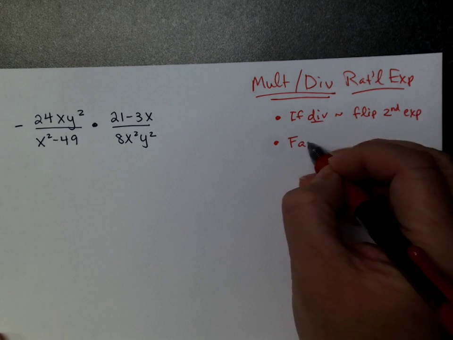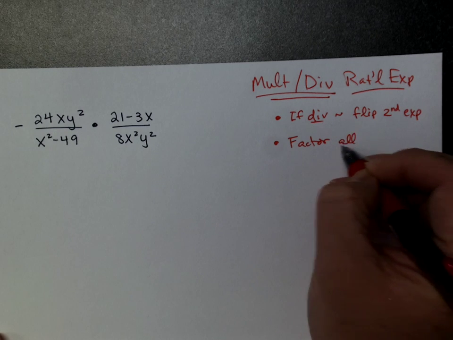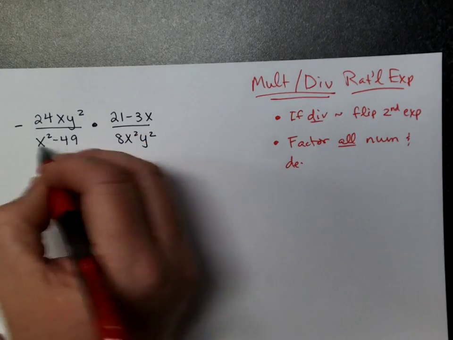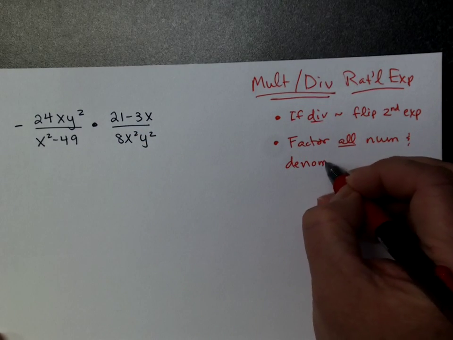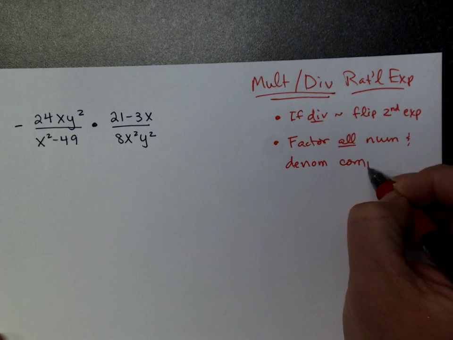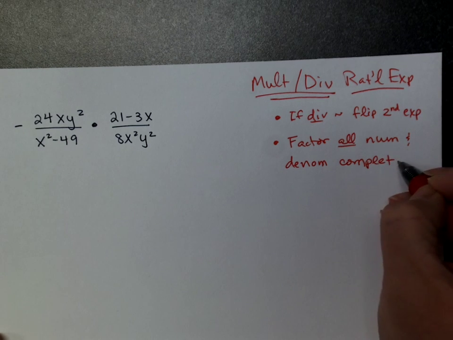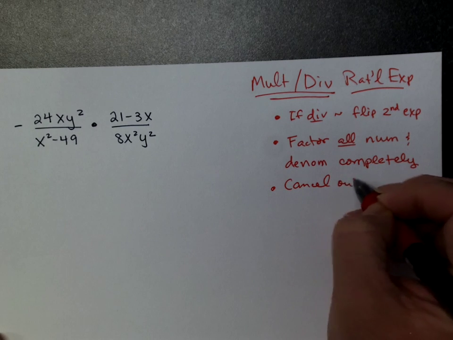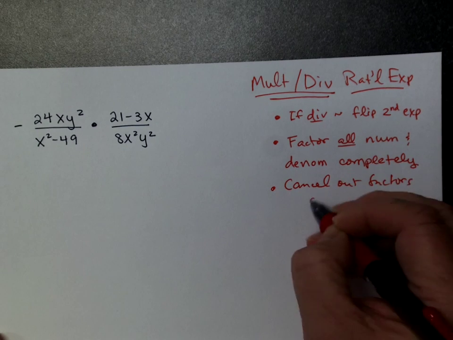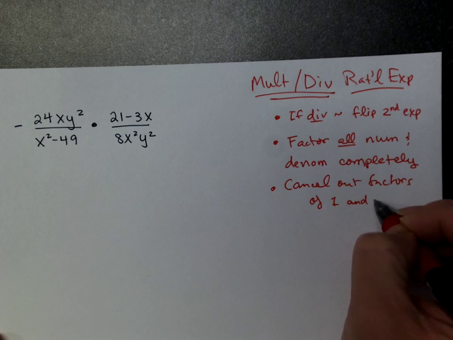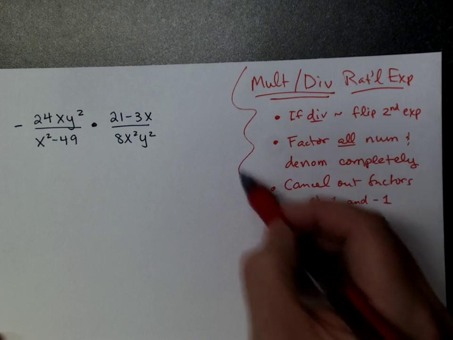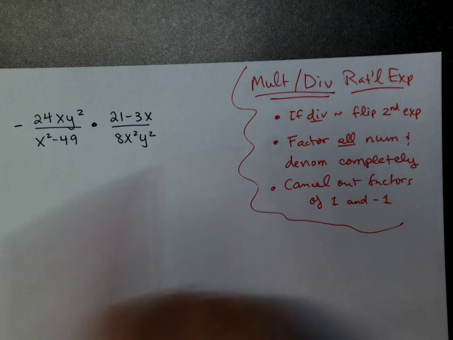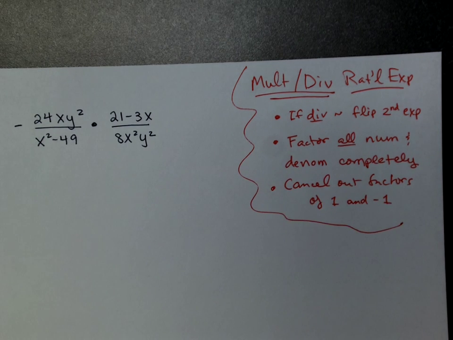Then, just as before, you factor all numerators and denominators. Now you're going to have more. You have 2 numerators and 2 denominators now, but you still factor them just as before, and you factor them completely. Start with your GCF and don't finish till you're linear. And then, same as before, cancel out factors of 1 and negative 1. So no different than what we've been doing before, you just have more factoring to do, but if it's division, you flip the second one before you factor.